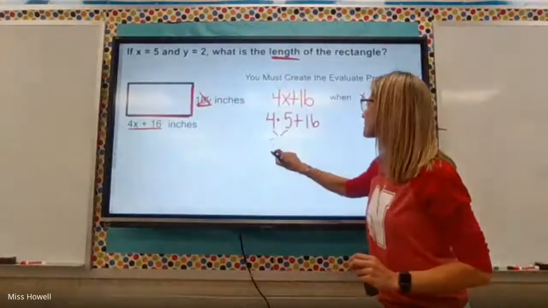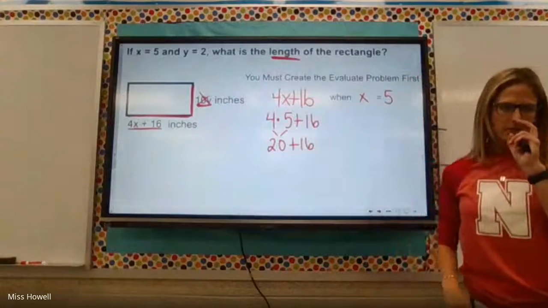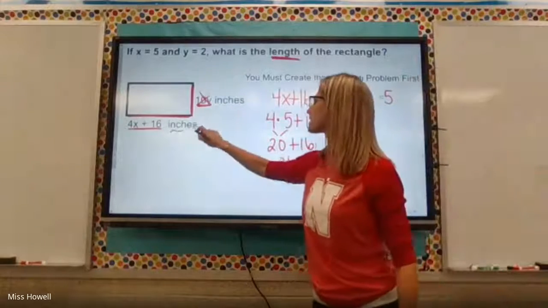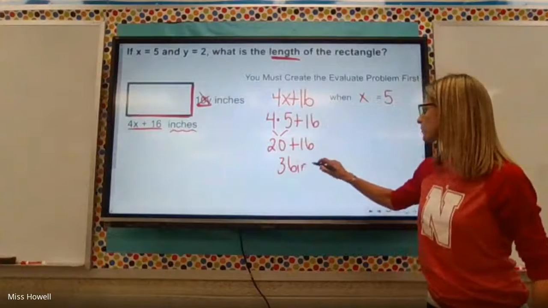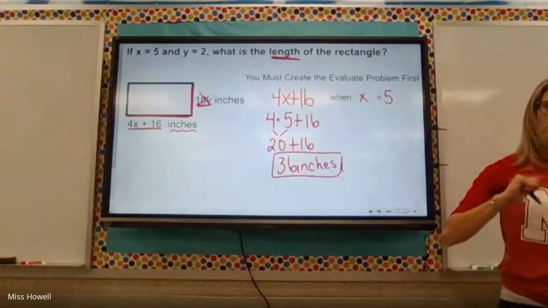4 times 5 would give us a 20 plus 16. When we add here, we'll end up with a 36. And our label, which is given to us up in the picture, is that this particular rectangle is being measured in inches. IN if you would like to abbreviate.